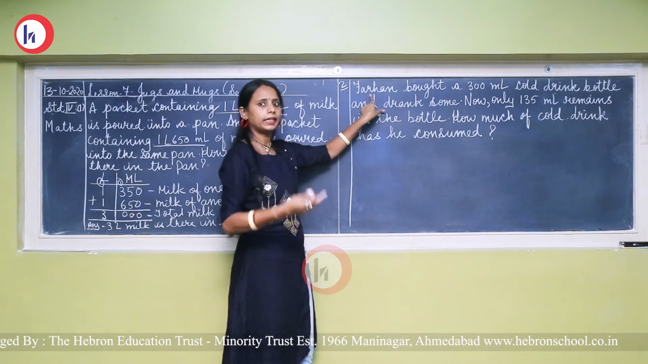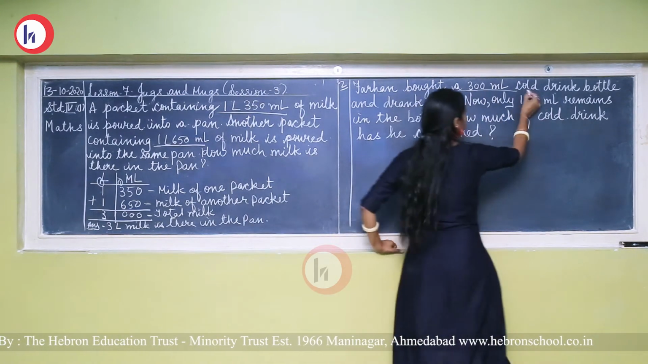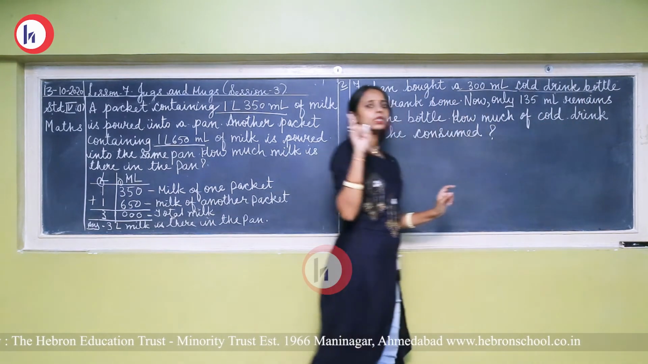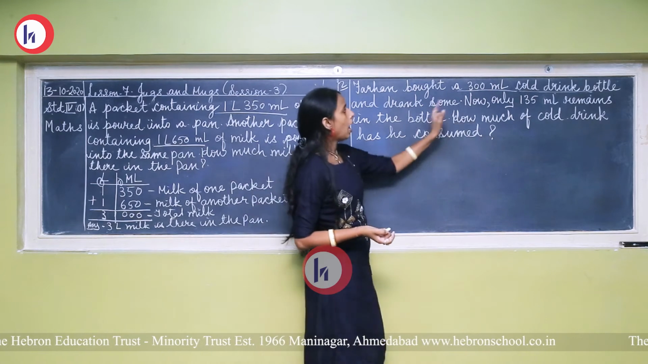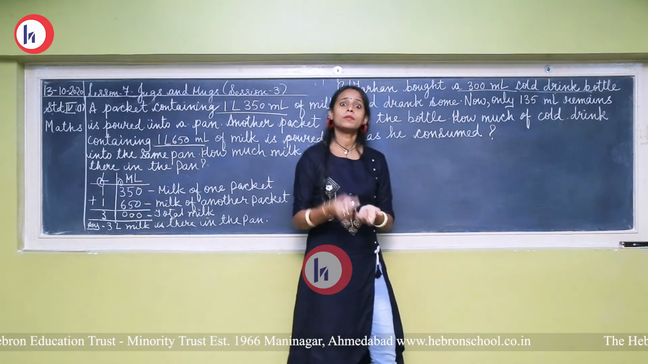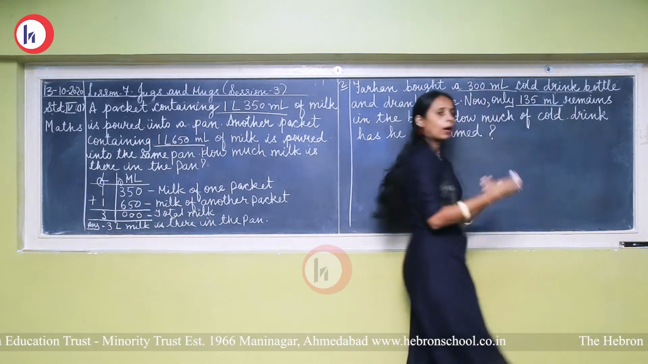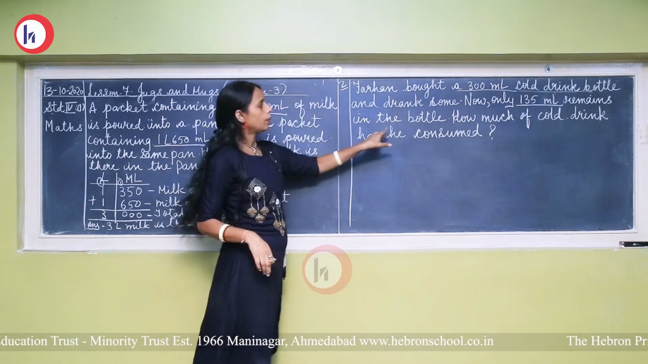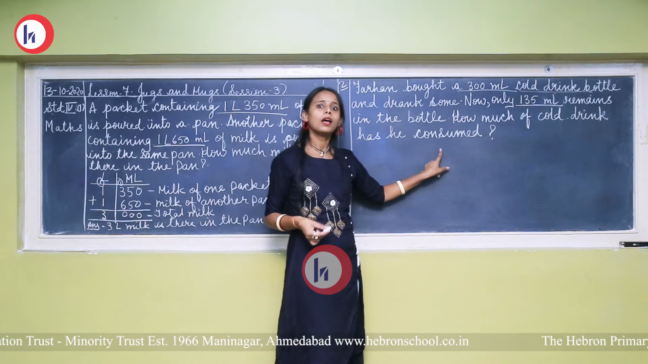So first of all, read it again. Farhan bought a 300 milliliter cold drink bottle. A bottle means one bottle. 300 milliliter की cold drink की एक bottle उसने purchase की. Now only 135 milliliter remains. Remains means उस cold drink की bottle में इतना milliliter cold drink बच गया. In the bottle, how much of cold drink has he consumed? Consumed means उसने कितना पिया.